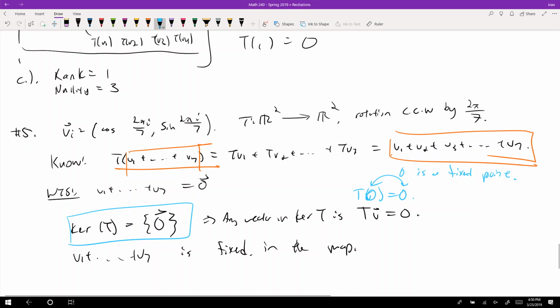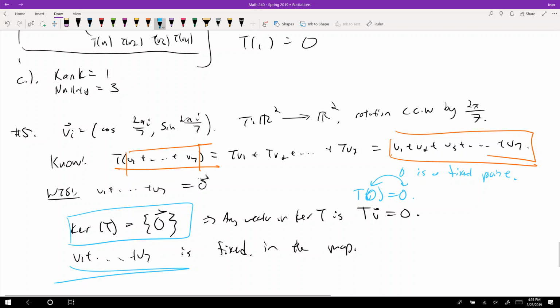Can you also approach this by noting the rotation matrix of 2 pi over 7 is cosine, sine, negative sine, cosine? Could you show that the columns are linearly independent, so that the only thing in the kernel is 0? Here we're just stating that the kernel of a rotation matrix is 0, so you would just be formally showing it in that case, which you don't have to, because you can just state that the kernel of a rotation matrix is going to be 0. But we know that 0 is a fixed point, and we know that V1 plus V7 is a fixed point in the map.